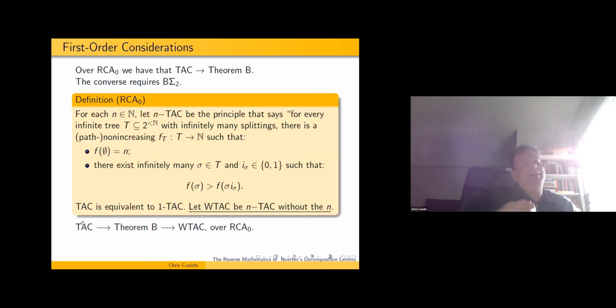The other thing I will point out is that all three of these theorems, the tree anti-chain theorem, theorem B, and the weak tree anti-chain theorem, are equivalent over RCA0 plus BΣ2. So they all become the same thing if you assume BΣ2. But if you don't assume BΣ2, I really don't know, in terms of the first order consequences of these things, where they are, or which ones are equivalent or not.